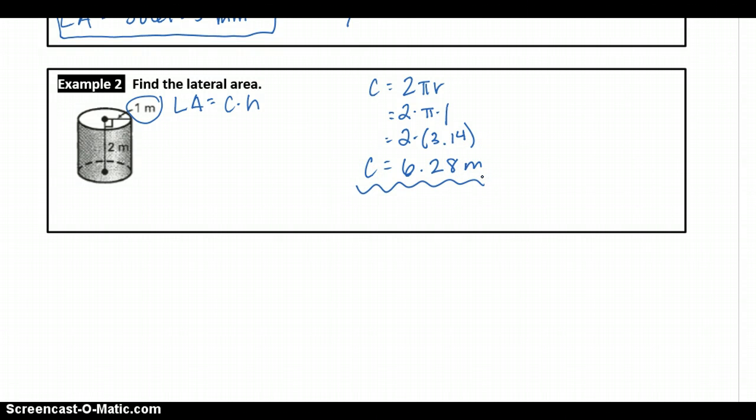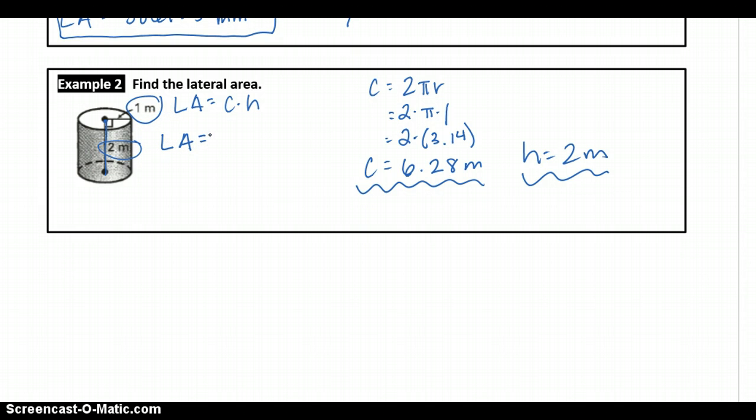What else do we need to find the lateral area? The height. Is the height given to us here? Yeah, what's the height? 2 meters. It might be hard to see, but it's the distance from one base to the other base. So our height is 2 meters. Now we just have to plug this into our formula.